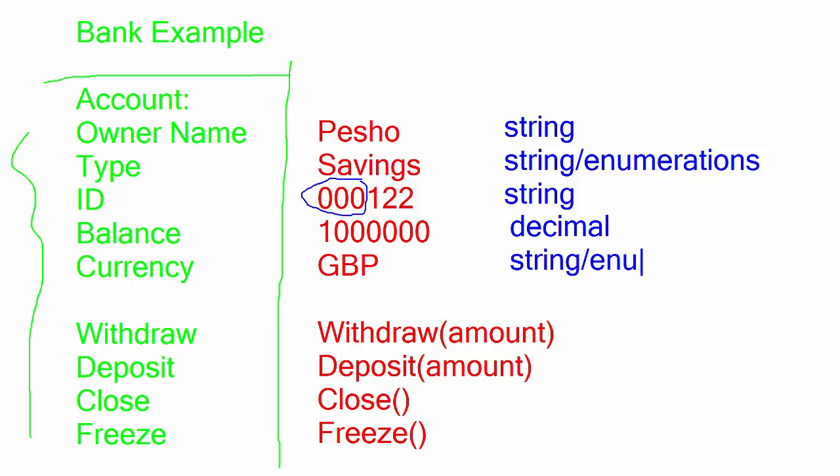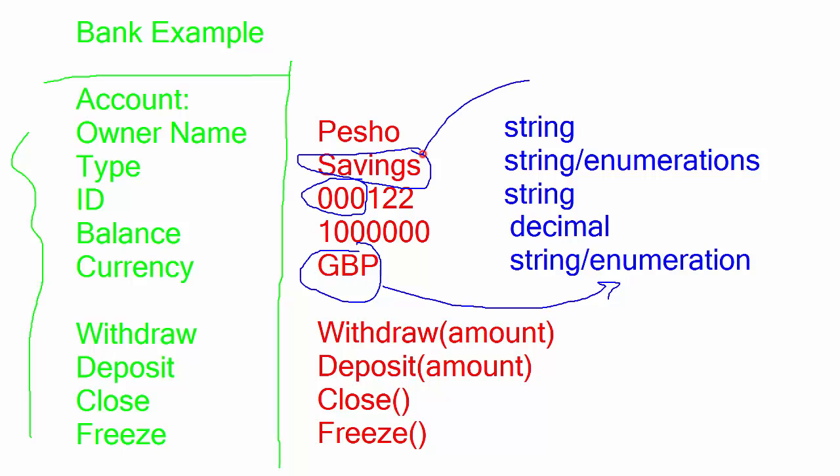String or enumeration. So in a case where you have to choose between options, enumerations are better. So here, if you have 10 types of savings accounts, then an enumeration is going to be better. But if you have really something which can have all kinds of random characters, then you should make it a string.